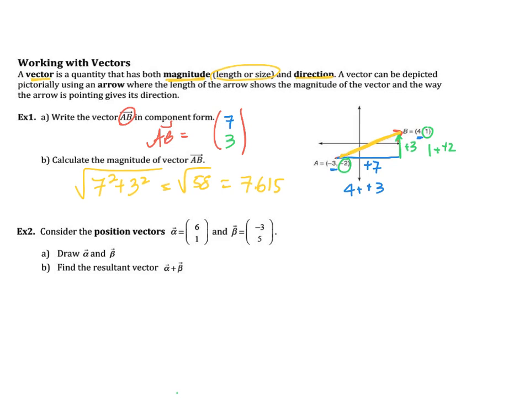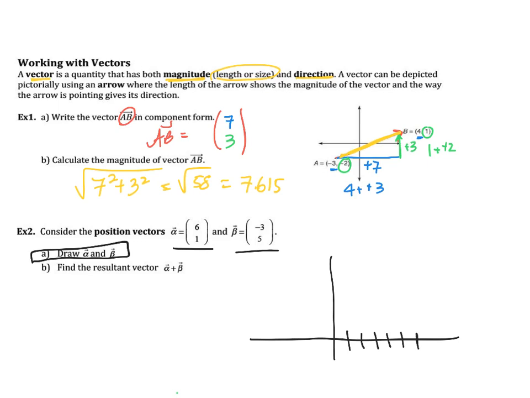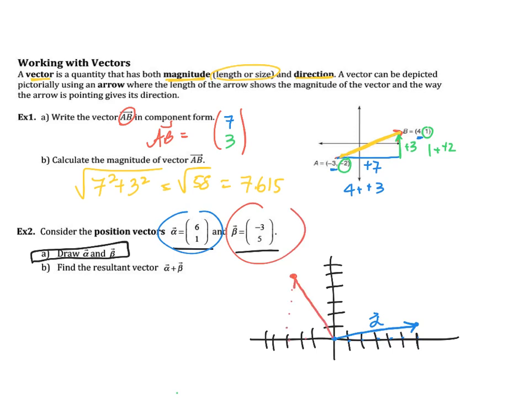Okay, example 2. It's talking about position vectors alpha, which is <6, 1>, and beta, which is <-3, 5>. Part A says first we're going to draw these vectors. So we're going from the origin to the right 6. So alpha goes to 6, up 1. So your vector is actually from the origin to here. So this is vector alpha. Beta goes -3, then up 5. So it says draw alpha and beta. Those are my two vectors, alpha and beta.